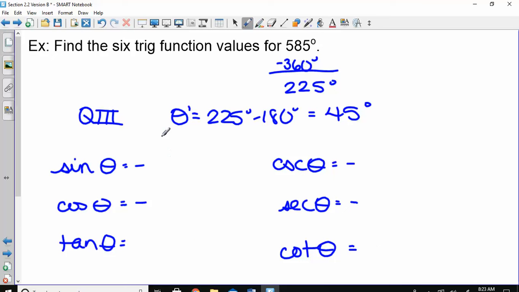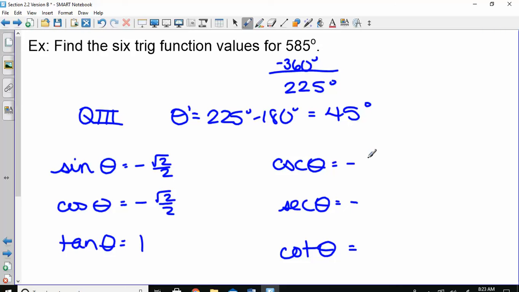So now we just need to evaluate all these at 45 degrees. So what's the sine of 45 degrees? What's the cosine of 45? Tangent. Radical 2 over radical 2, which is 1.